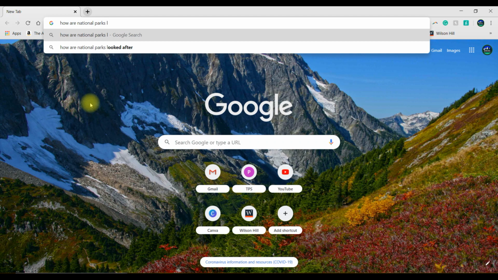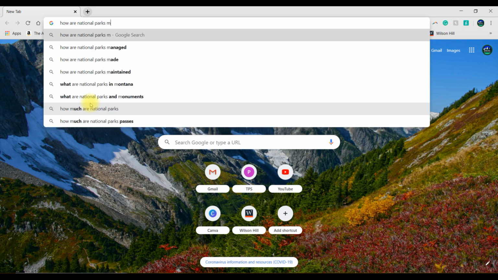L. How are national parks looked after? They are looked after by park rangers. That is their job, to maintain national parks. How are national parks M? Managed, made, maintained. So managed and maintained are kind of the same. They are maintained and managed by the National Park Service and individually by national park rangers. National parks are made through an act of Congress, and yeah, so there you go.